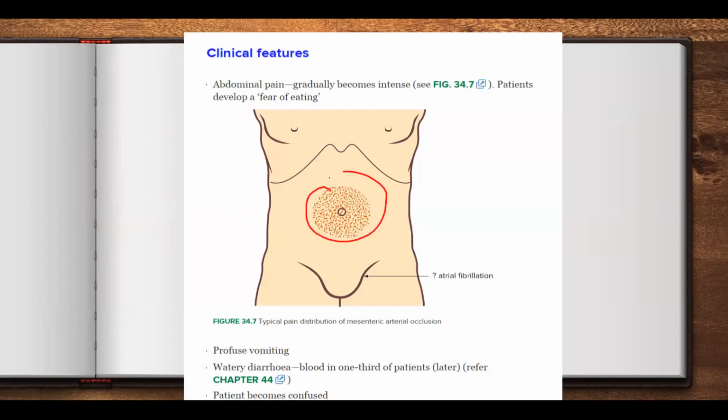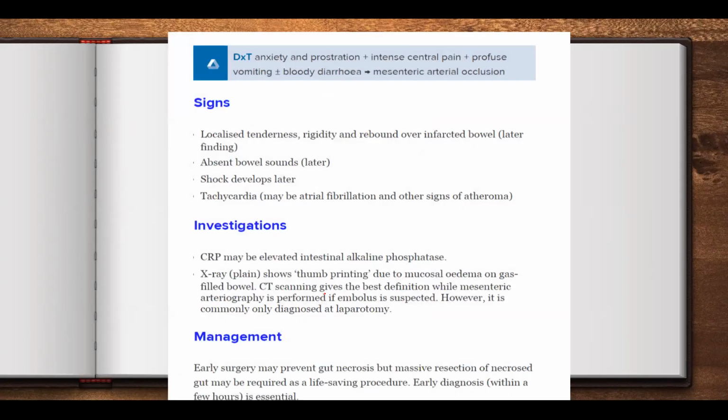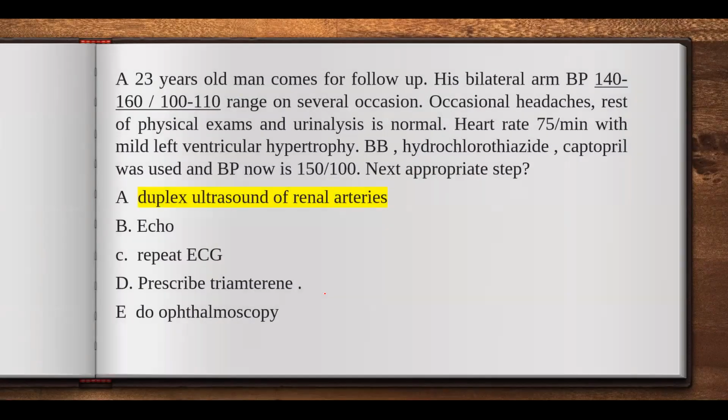So this is central abdominal pain in mesenteric ischemia. We'll discuss it in detail in abdominal pain or in GIT.